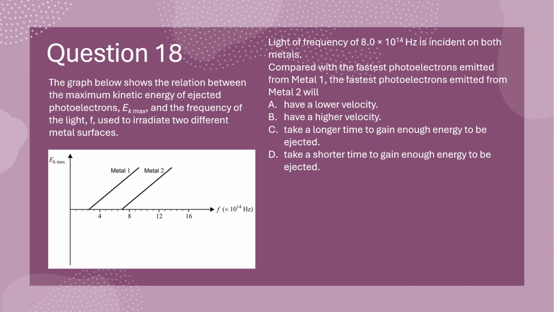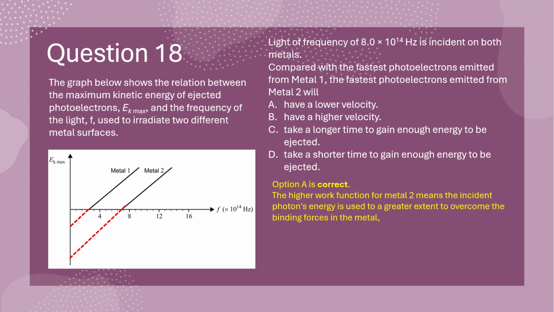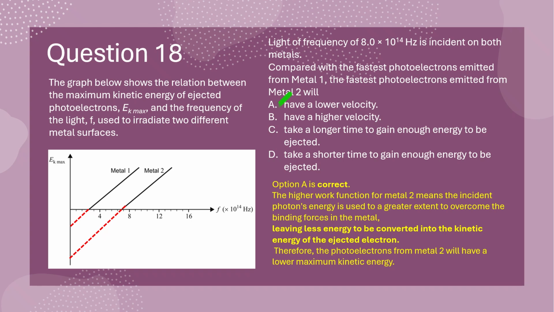Option A is correct. The higher work function for metal 2 means the incident photon's energy is used to a greater extent to overcome the binding forces in the metal, leaving less energy to be converted into the kinetic energy of the ejected electron. Therefore, the photoelectrons from metal 2 will have a lower maximum kinetic energy.